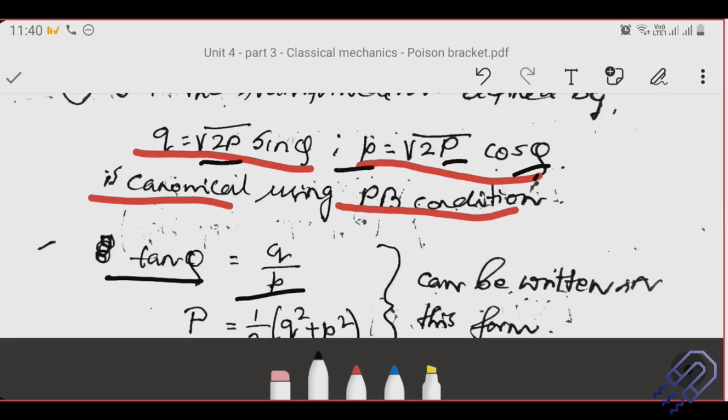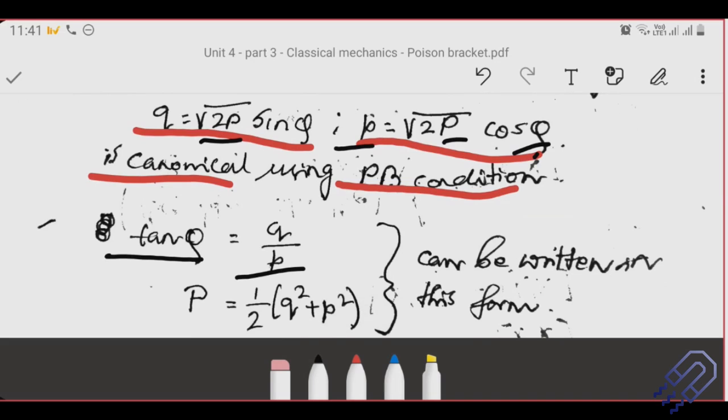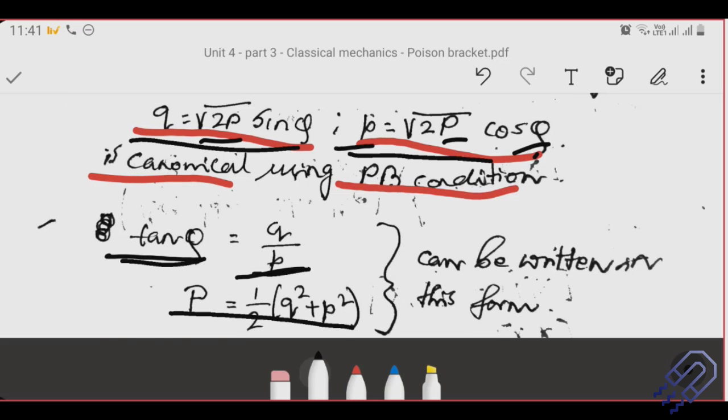So we can write the equation in terms of capital Q and capital P on one side and small q and small p on the other side. The important part is you have to separate the variables on both sides. One side should be only the new set of coordinates, capital Q and capital P, and on the other side the old set of coordinates, small q and small p. This can be done using a bit of geometry. You can divide one by the other, so you'll get q by p, and this will be nothing but tan Q. So you get one expression for capital Q, and for capital P you can add and square both sides, and you get this particular equation. It depends on how you write down the equation, but that is the first step we need to follow.